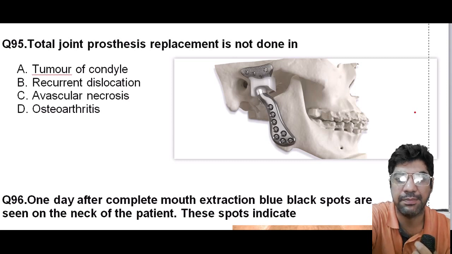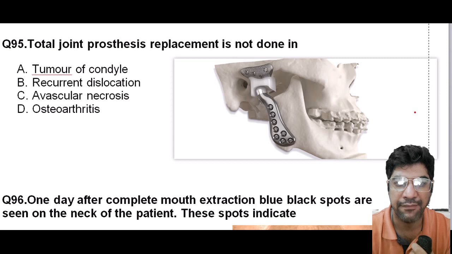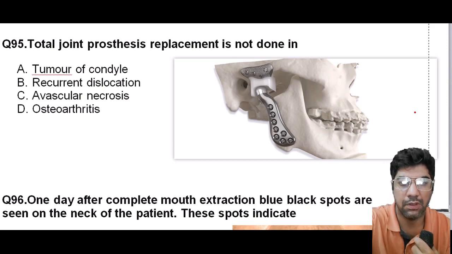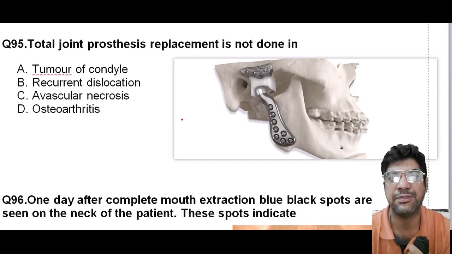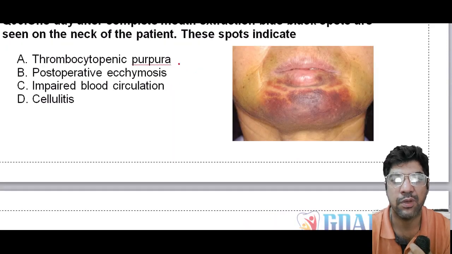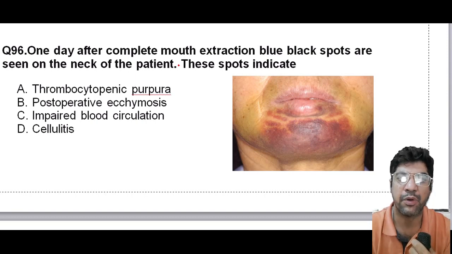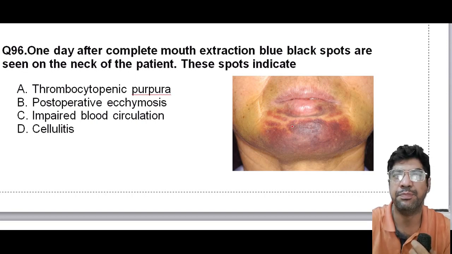Total joint prosthesis replacement is not done in, the answer is B, recurrent dislocation. Total joint prosthesis is not typically done for treatment of recurrent dislocation. That occurs due to factors related to ligament, muscle dysfunction or other anatomical factors. The management of recurrent TMJ dislocation involves the non-surgical approach like physiotherapy and use of occlusal splints. Total joint prosthesis is more commonly indicated for conditions like tumor of condyle, avascular necrosis, and advanced osteoarthritis, where conservative and less invasive treatments are ineffective in providing pain relief. So the answer is B.